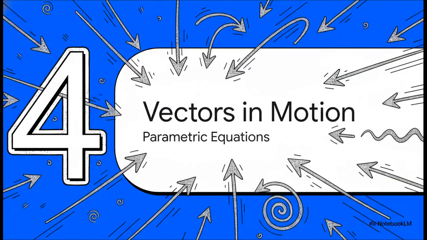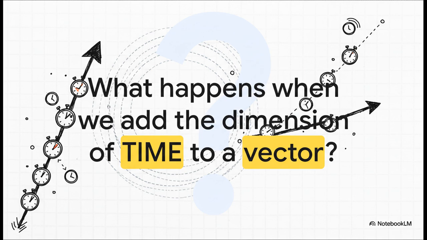Okay, so we've been playing around with these static arrows, but the real world isn't static, right? Things move. So in this next section, vectors in motion, we're going to breathe some life into our vectors and make them dynamic. And that brings us to a really important question.